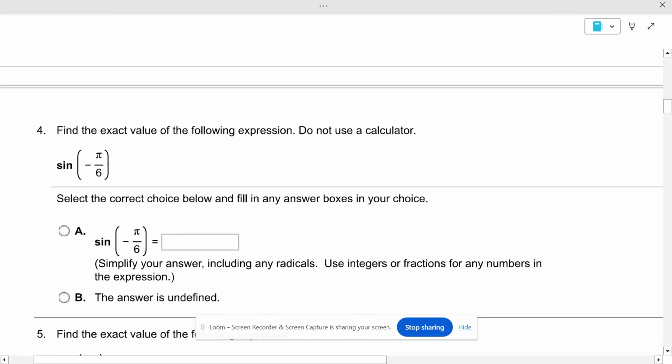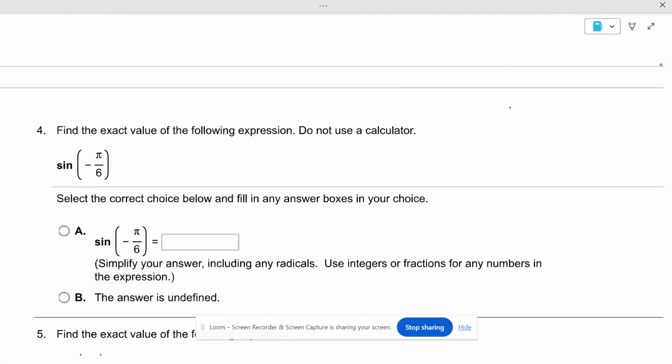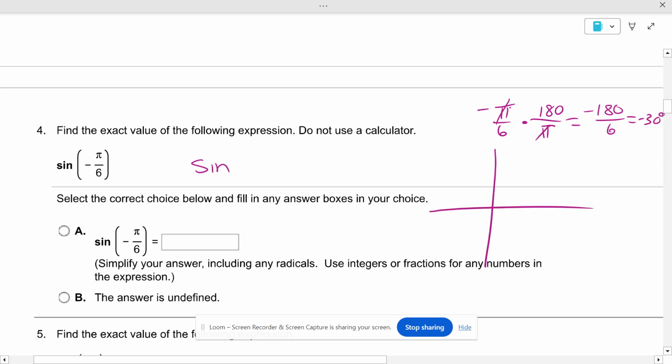Okay? The sine of -pi/6. If we want to turn this into degrees that you're probably more used to, you multiply by 180 over pi. So you get -180 over 6, which is -30 degrees. So on the axis, remember, positives this way, negatives this way. So a -30-degree angle is right here.